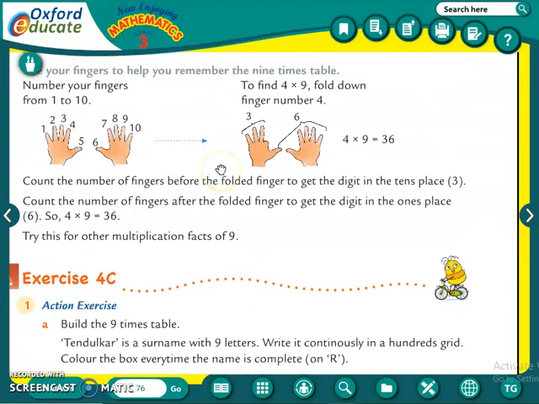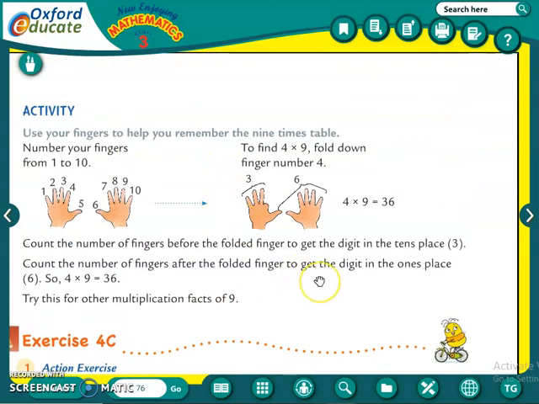See here in this page one activity is given for remembering the table of 9. If you want to remember the table of 9, here is a method given, you can do it by yourself. What we have to do, number your fingers from 1 to 10. Number all the fingers of your hands from 1 to 10, 1 2 3 4 5 like this. Afterwards, what will you do to find 4 multiplied by 9? Fold down the finger number 4.